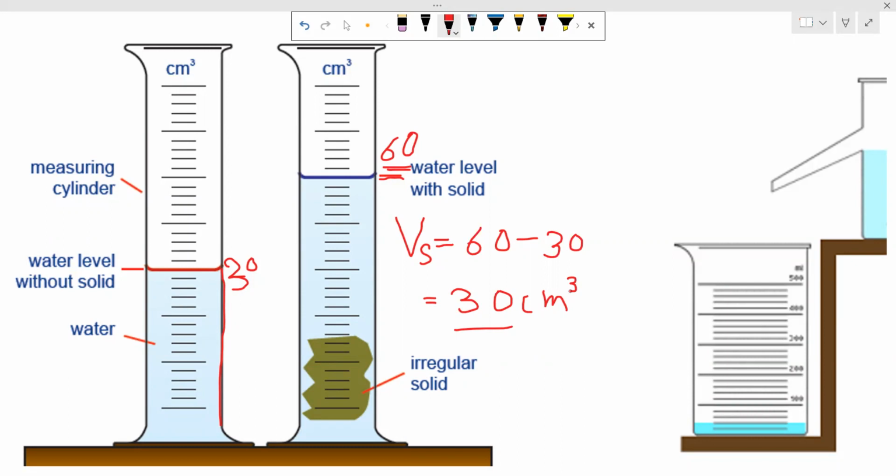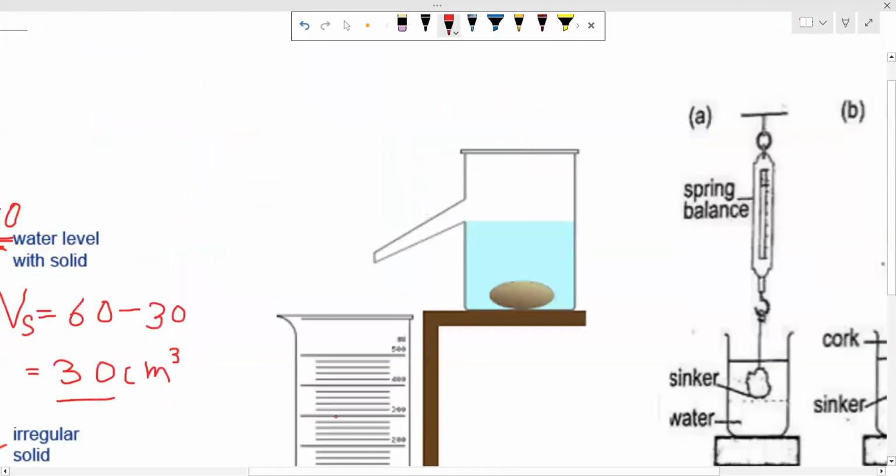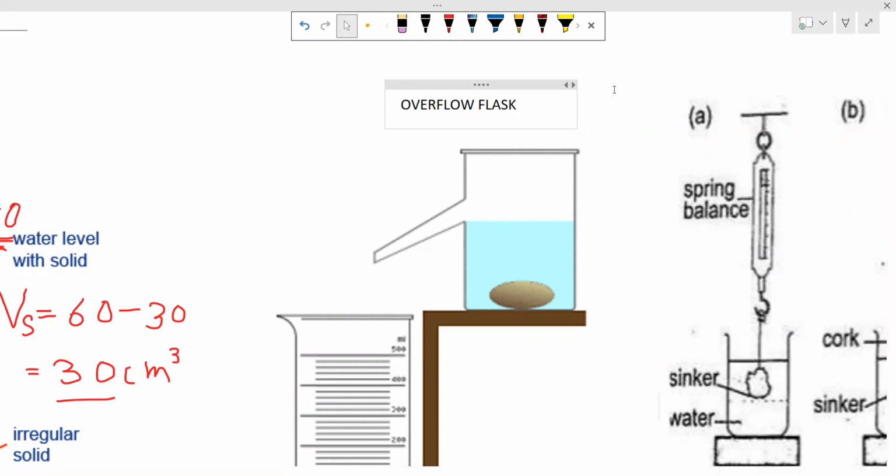This one we did using a measuring cylinder. This instrument is called a measuring cylinder. Now this instrument is called an overflow flask. How will we find the volume using the overflow flask? See, the volume of this solid immersed inside water is equal to the water displaced.